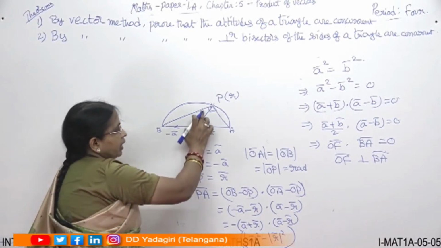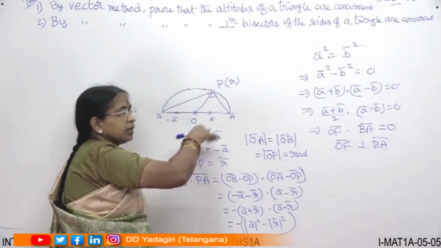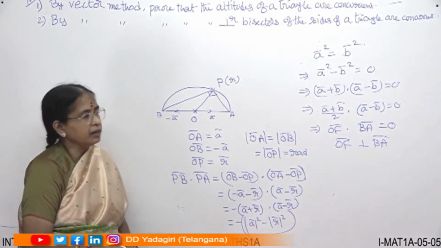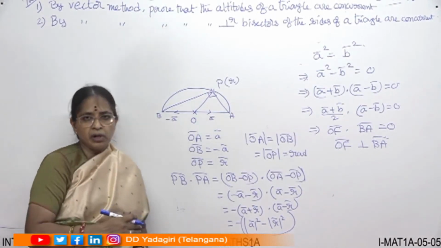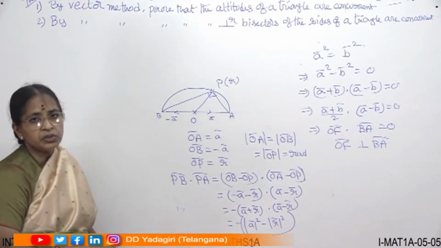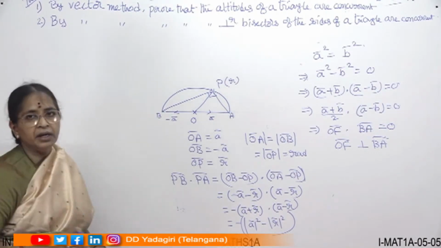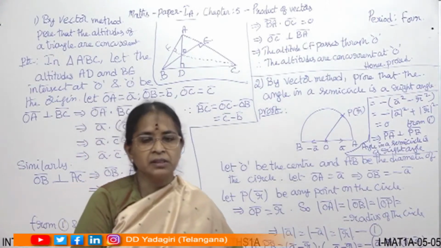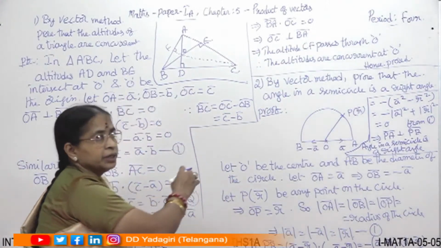So the angle here is 90 degrees. So the angle in a semicircle is a right angle. So like this we prove all these theorems. Still we have one more. Now you understood the method. Now we'll write it in detail. So we discussed the proof. Now it is like this.